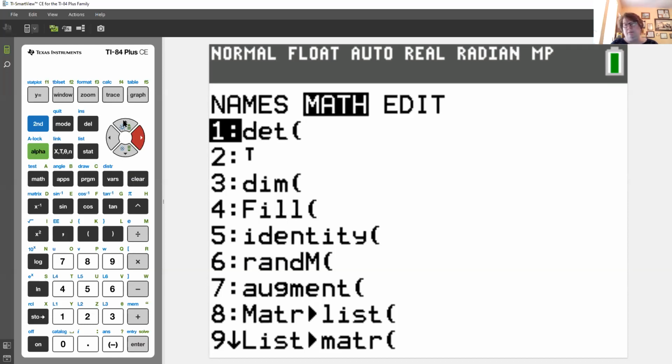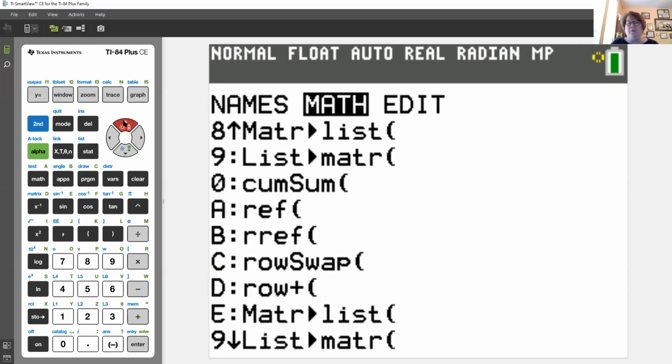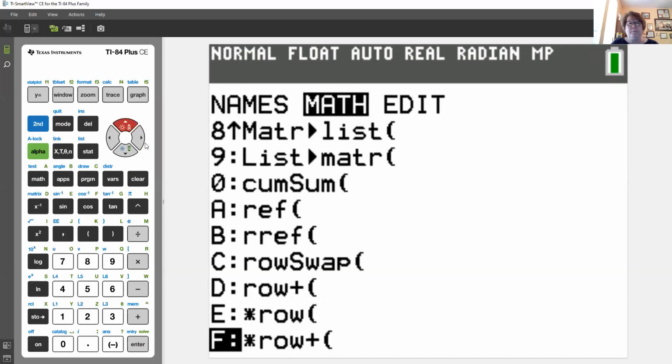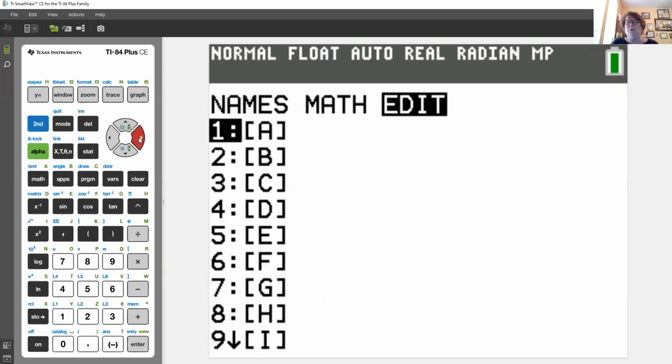That's determinant. So we'll do that in 6.5. But right now, I need to input the matrix. So I'm going to arrow over one more to edit. And this is where I'm going to input that augmented matrix. So I'm going to hit enter because I'm going to put this matrix in A. So hit the enter key.